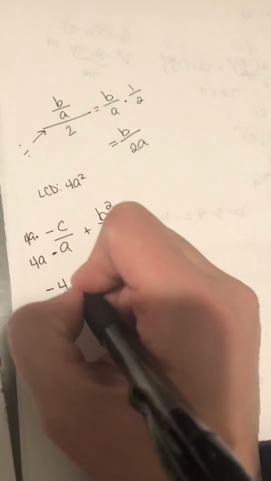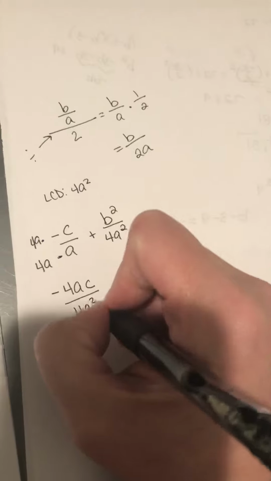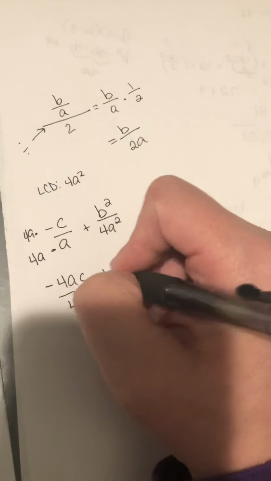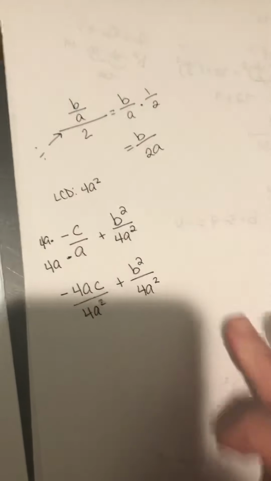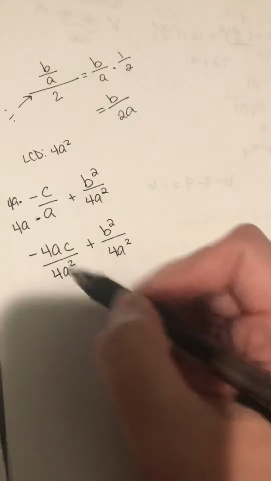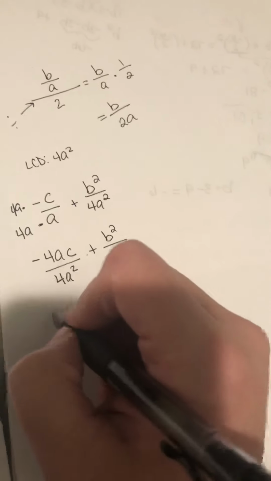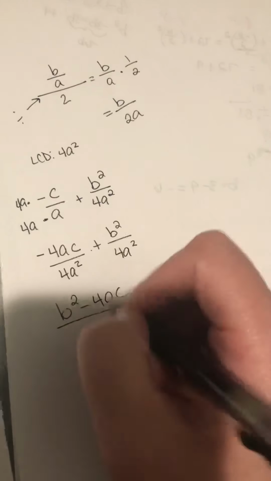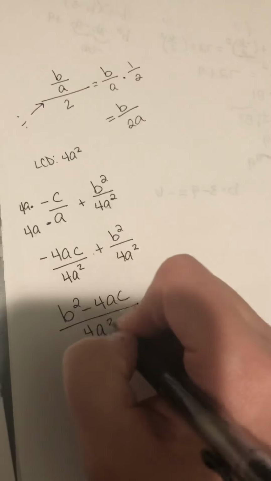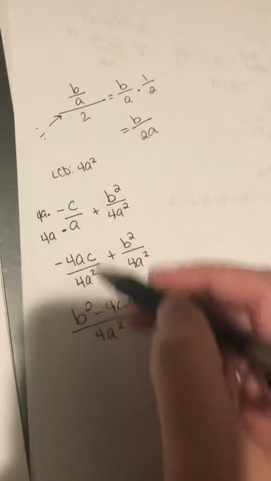Okay, so 4a times negative c is a negative 4ac over, let me do it this way, 4a squared plus b squared over 4a squared. Well, if I combine these and rewrite it, instead of writing negative 4ac plus b squared, I'm going to write it as b squared minus 4ac. Doesn't matter, I can switch it around, divided by 4a squared. Okay, so this simplifies to this.